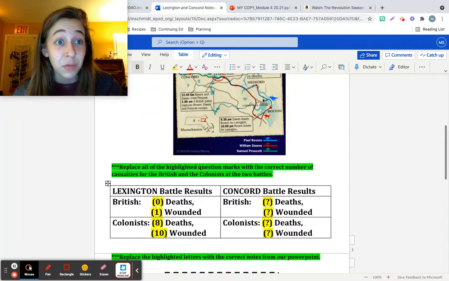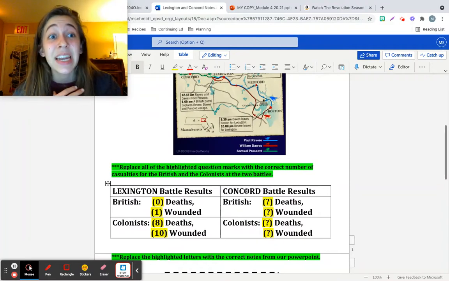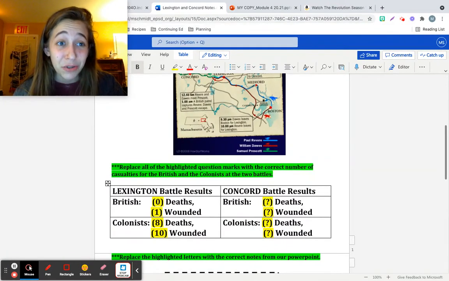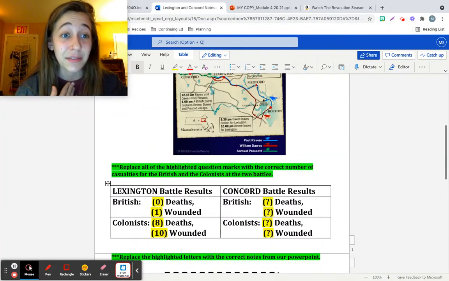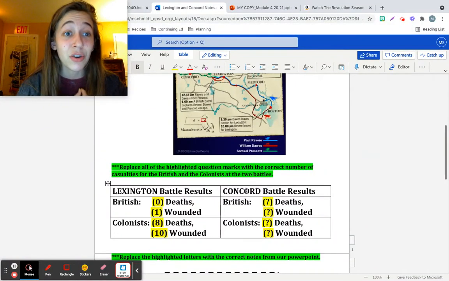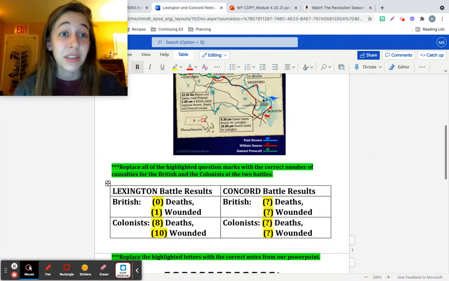They're trying to get these weapons. And if they get these weapons, then our colonists are really in trouble, because already they're not trained soldiers. If they lose all of the ammunition and the weapons that they've stored, they have no way to defend themselves against the British army. They're basically toast. So they need these weapons. They need the British to not find them.